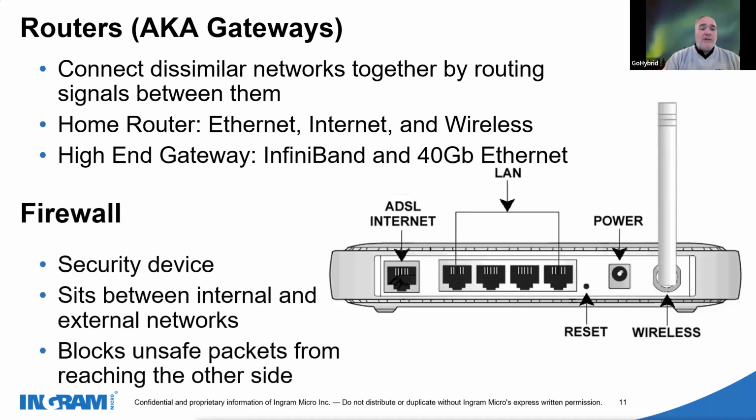Another kind of specialized networking device is a firewall. Firewall is a security device. It sits between your internal and your external networks. So the same place in your home environment, the same place your router would sit, and it blocks unsafe packets from reaching the other side. Typically, you're using it to block unsafe packets from out on the internet, coming into your production network, or coming into your home network.